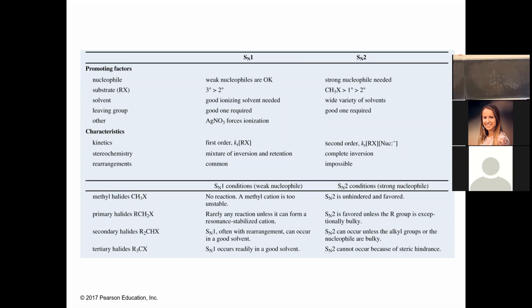Okay, so promoting factors. As far as a nucleophile, weak nucleophiles are okay with SN1, but you have to have a strong nucleophile with SN2. Substrate makes a big difference. For SN1, tertiary is the fastest, then secondary. Primary and methyl don't undergo SN1. It's the opposite for SN2.